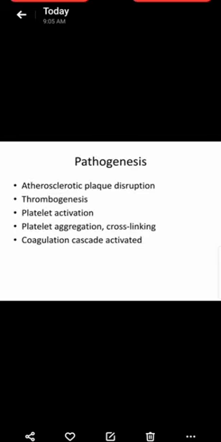What is the pathogenesis of MI? Atherosclerotic plaque disruption. Any atherosclerotic plaque disruption that is present, maybe in the femoral artery, will travel as an embolism and will adhere at the coronary artery. After this, thrombogenesis: any factor that leads to thrombogenesis will lead to clot formation in the coronary artery. Thrombogenesis will lead to platelet activation. Platelet activation will lead to platelet aggregation. Aggregation will lead to cross-linking. Cross-linking will lead to activation of the coagulation cascade. So this whole process will lead to the formation of a thrombotic plaque in the blood vessel that will lead to occlusion of the blood vessel.